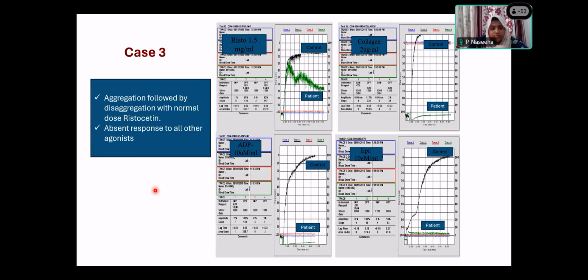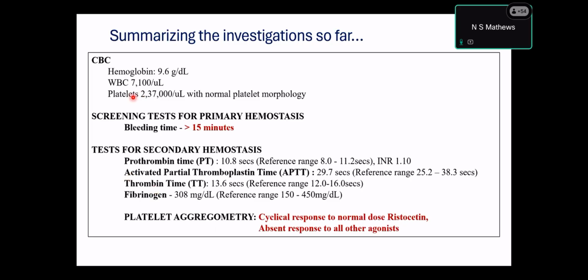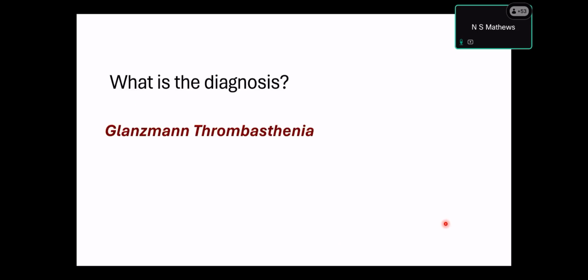An aggregation disorder. So it's Glanzmann thrombasthenia. So there you are. Now we summarize the investigation so far. We have no problems here. Now remember, in Glanzmann thrombasthenia, the platelet count can be normal. The morphology is also expected to be normal. We do not expect any abnormality. So by looking at the platelet count or the smear, we may not see the Glanzmann. We need some other screening test like a bleeding time or the platelet function test. You can see that all these tests are normal here. Aggregometry is showing a very specific pattern, and therefore your diagnosis, like you said, is Glanzmann thrombasthenia.